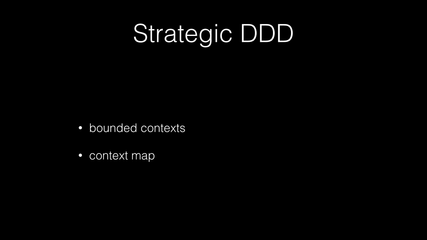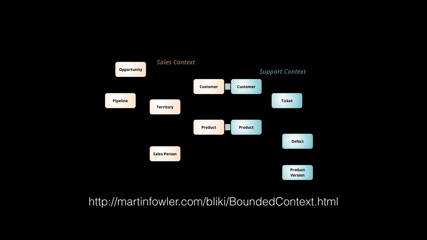So they call it bounded context to say that this is like one context. I often call it a module. And a context map is like a drawing which shows all of the contexts. So here is a mandatory thing from Martin Fowler, and on the left side you see the sales context, on the right side you see the support context.